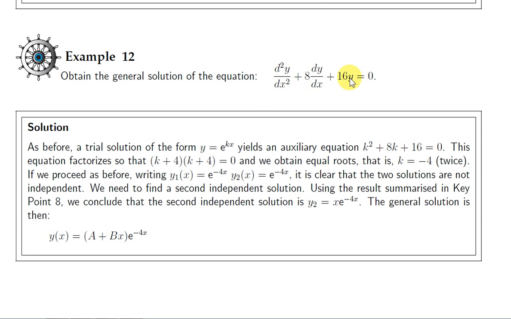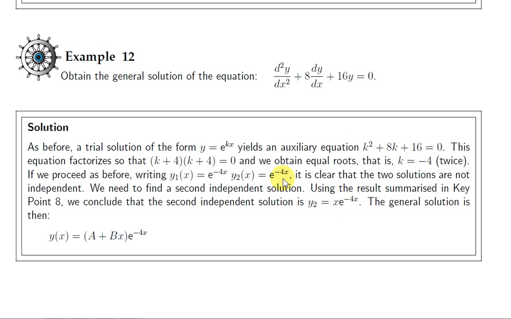Let's take this example here. We can just go directly to writing down the auxiliary equation, or we can go through the business of plugging in the trial solution e to the kx. Now if we solve this quadratic equation, we just get one root. That root is minus 4. Now we know from the previous result that a solution of this differential equation is given by x e to the k times x, where k is the unique root, or the repeated root if you like. So the unique or repeated root is minus 4. So that's from what we've just proven.